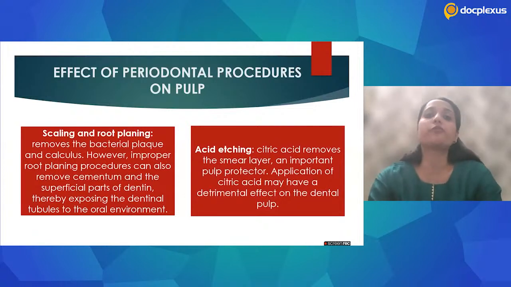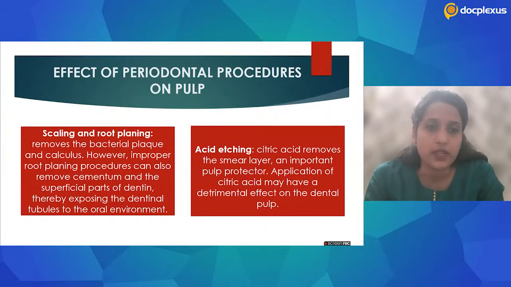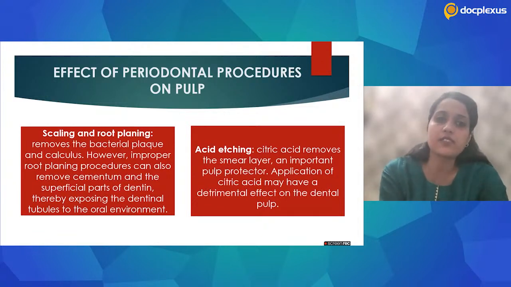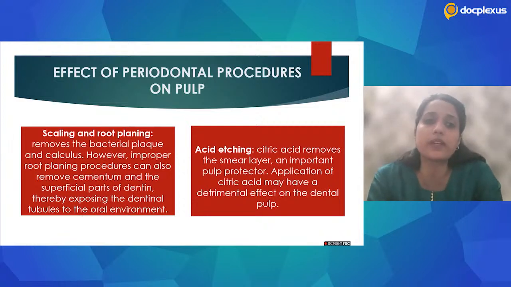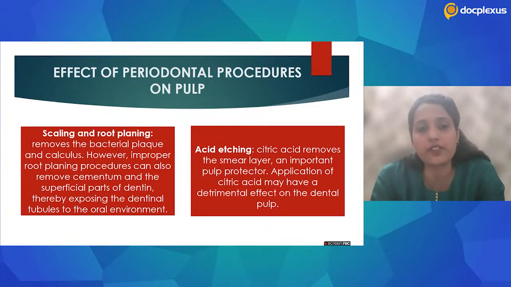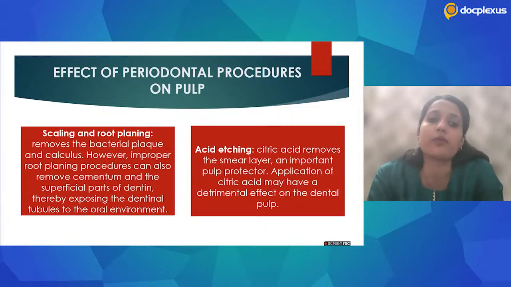Now coming to the effect of periodontal procedures on the pulp. We have already discussed scaling and root planing. If it is being done aggressively, it not just removes the bacterial plaque and calculus. However, even if it is done in the proper way, it can also remove cementum and the superficial part of dentine, thereby exposing dentinal tubules to the oral environment.